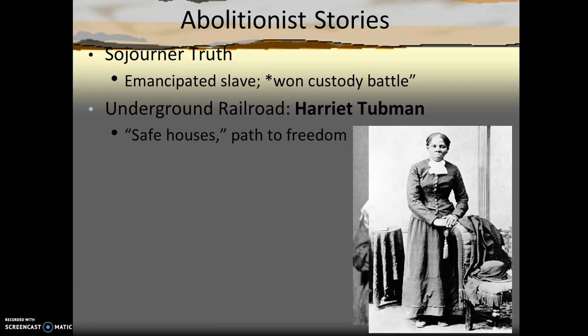Northern cities would remain relatively safe until the 1850s, and that's when the woman on your screen becomes the most famous conductor on the Underground Railroad. Harriet Tubman is a woman who was an escapee herself. She's 6'2", so she's physically imposing. And she would later serve as a spy for the Union Army.